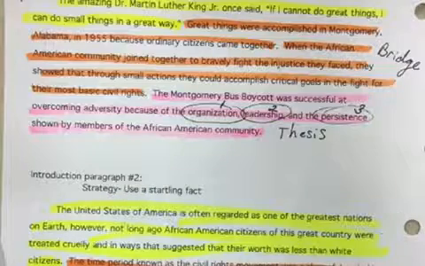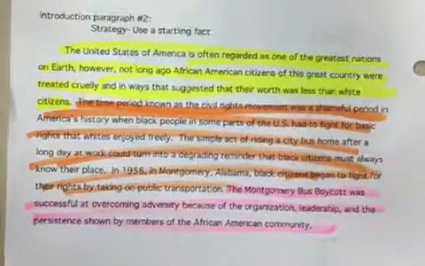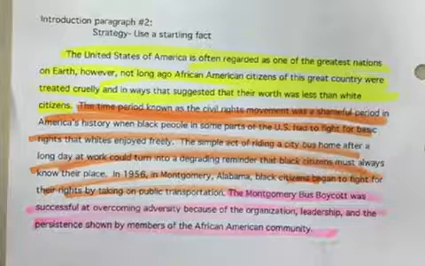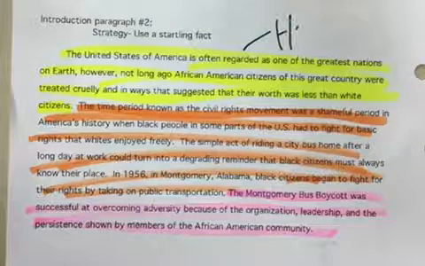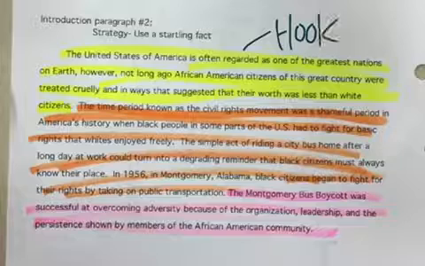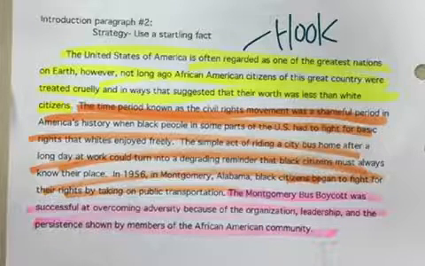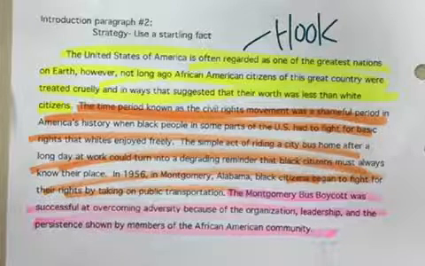And I've used highlighters here, but you don't have to. But I just wanted to make sure you could see the difference. All right, so here we have our hook. And they didn't use a quote this time. It looks like here we just have a strong sentence, a startling fact, something that's really interesting.